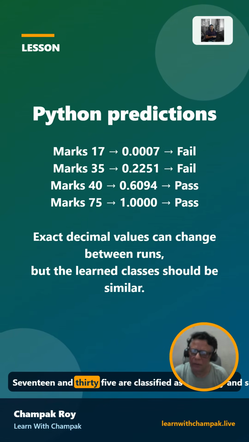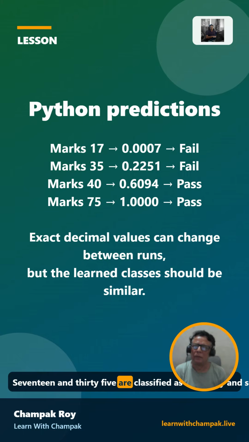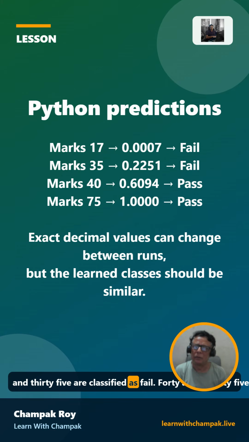17 and 35 are labeled as fail, 40 and 75 are classified as pass. Random initialization can change the exact decimal predictions on another run, while the expected classes remain similar.